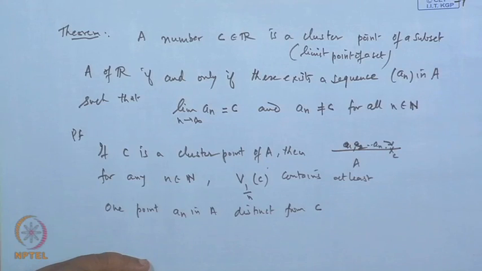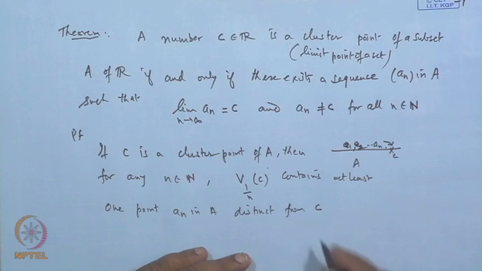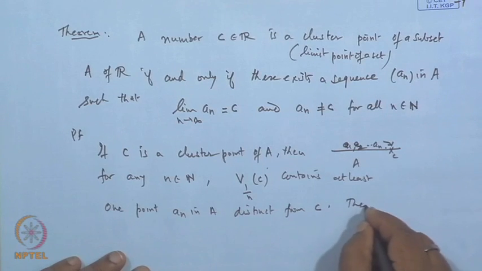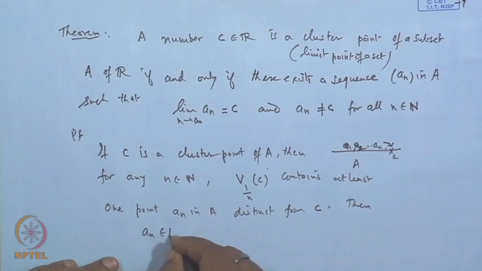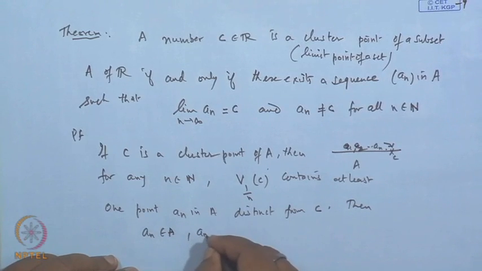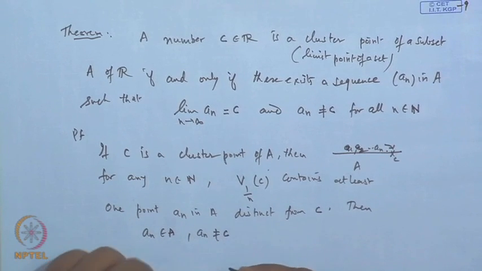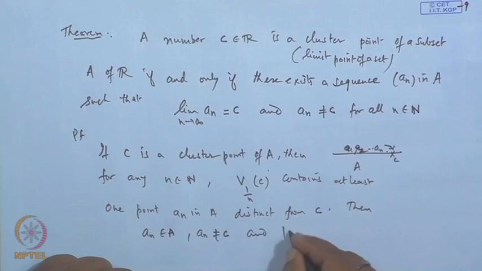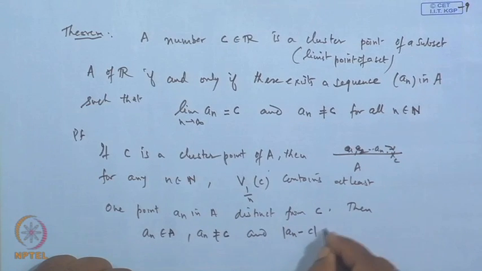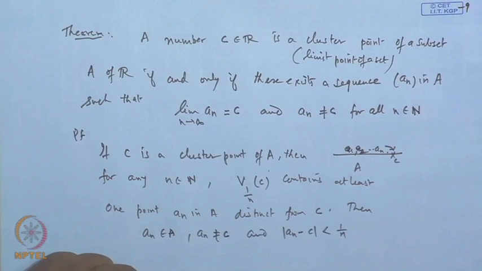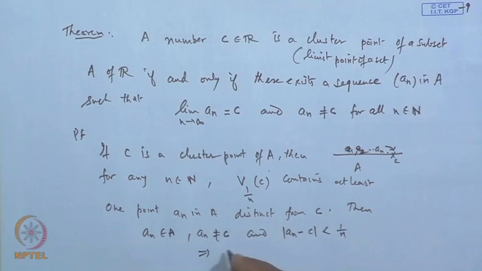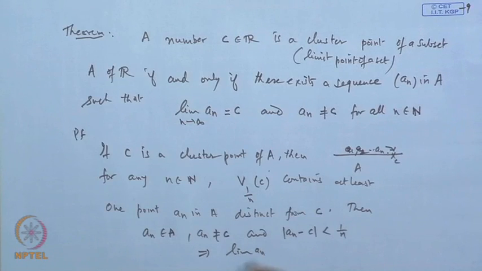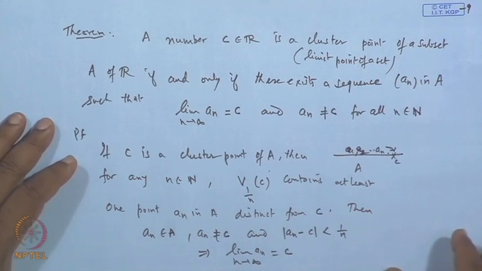This is by definition of the cluster point. So what we get? Then we get a_n's, which are different from c, and the distance of a_n minus c is less than 1 by n, and this is true for each n. There will be some a_n's. So this implies the limit of a_n as n tends to infinity is c. Okay.